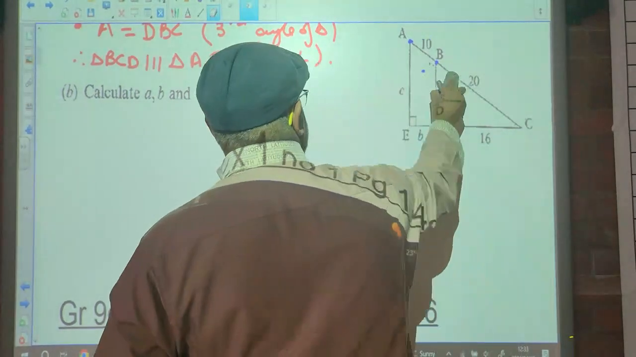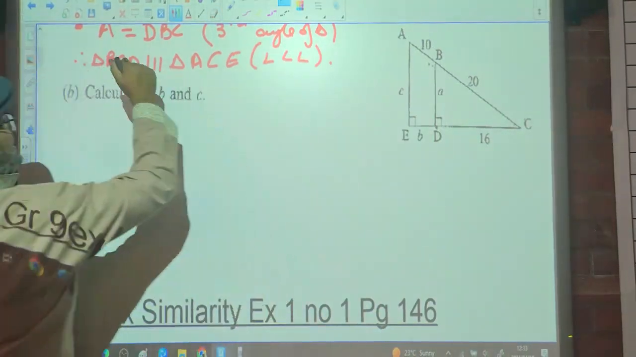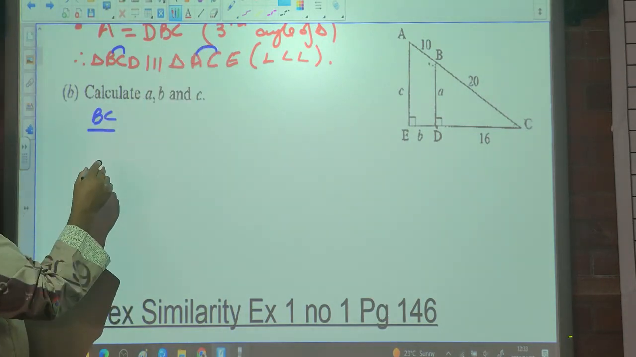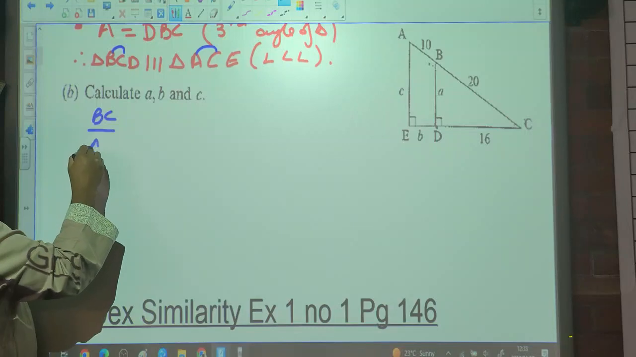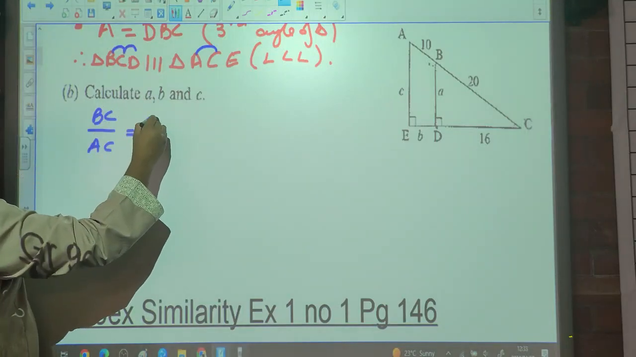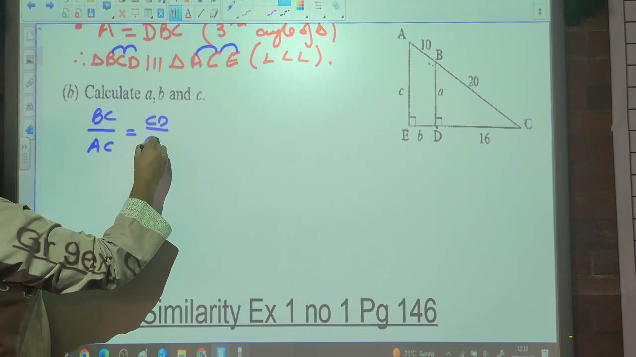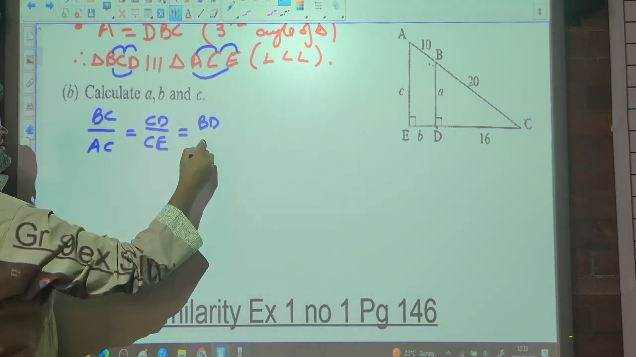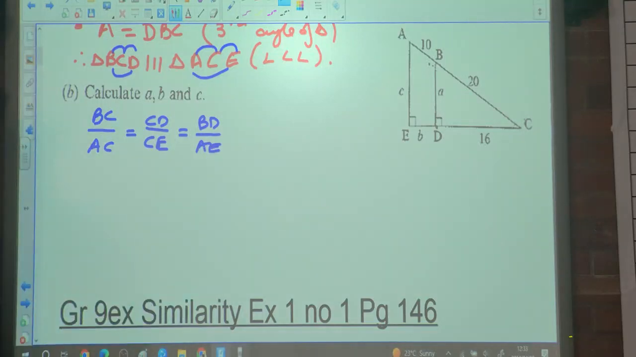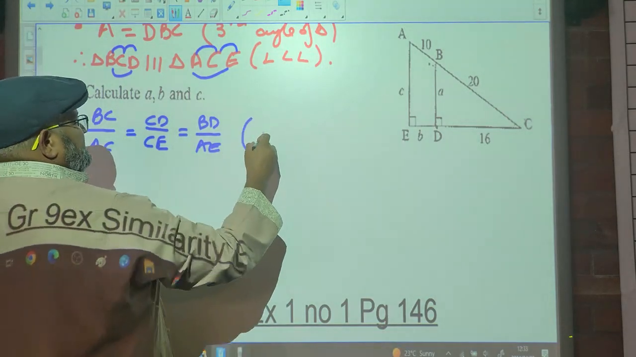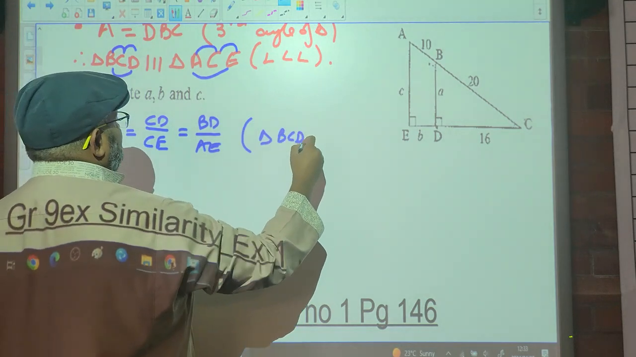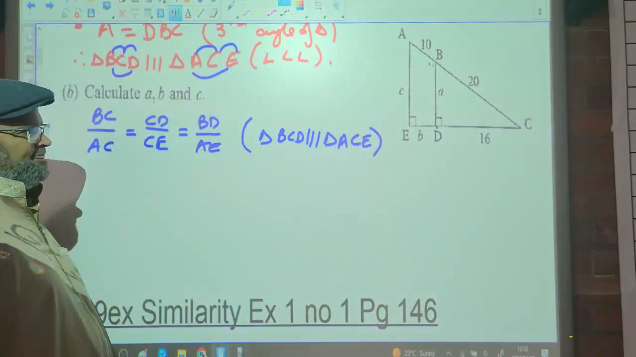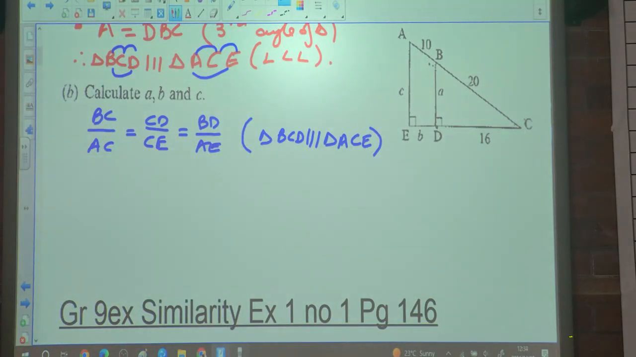Alright. So what do we say? We'll start off by saying BC over AC is equal to CD over CE equal to BD over AE. Why? Because triangle BCD is similar to triangle ACE. Okay.